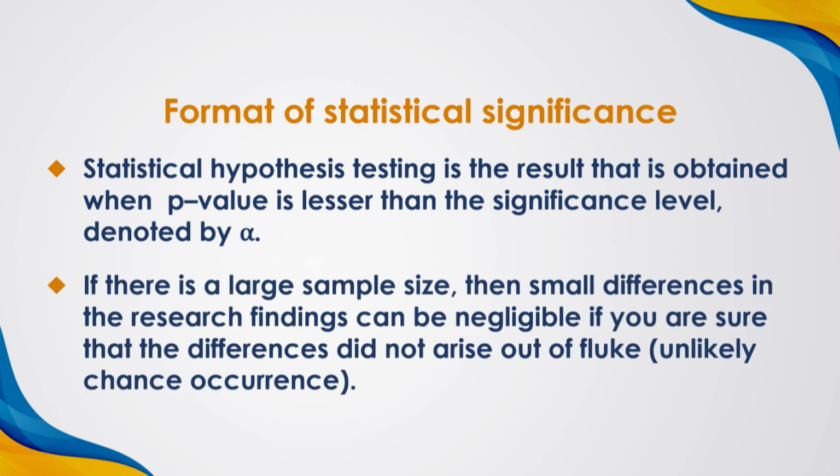If there is a large sample size, a small difference in the research finding can be negligible if you are sure that the difference did not arise out of a fluke. What it means is an unlikely chance of occurrence.